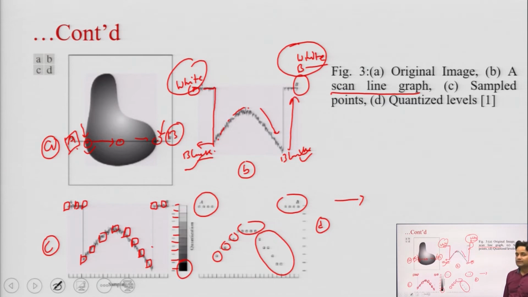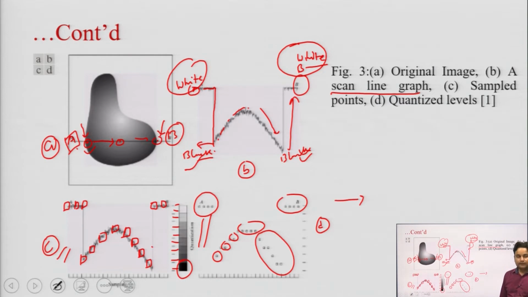Okay. So, that is all about the sampling and quantization. If you digitize amplitude wise, then that is the quantization process. If you digitize x axis wise, coordinate wise, then that is the sampling process. Okay. So, that is the sampling and quantization process which I have talked about here.